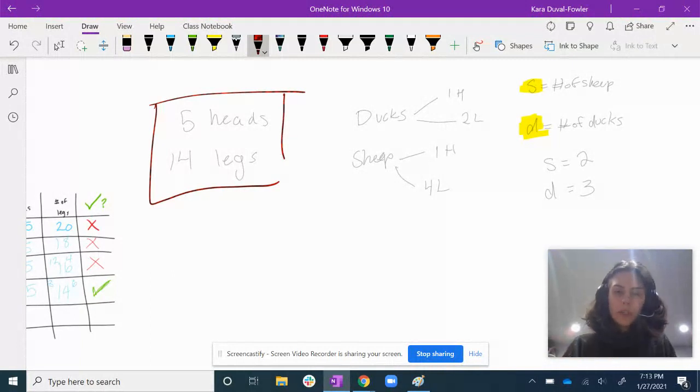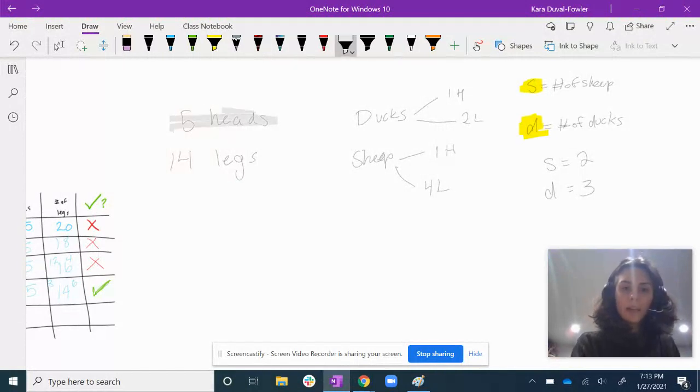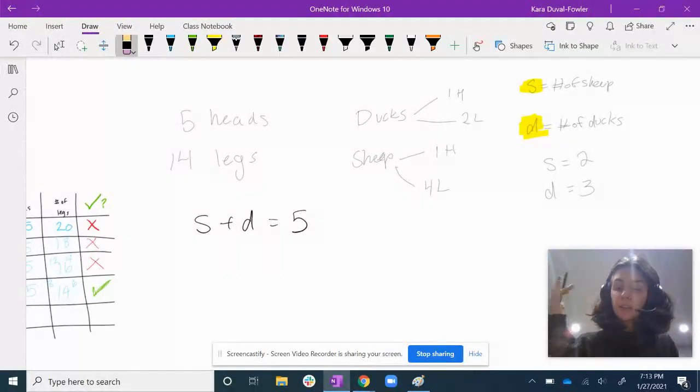The first piece of information that we're given is that there are 5 total heads. So between the ducks and the sheep, there are 5 total heads. Each sheep has 1 head and each duck has 1 head. So that means that S plus D should equal 5. Because each sheep brings 1 head with it, each duck brings 1 head with it, and we know that there are 5 total heads. Sweet. So that's one equation that will help us describe the situation, the head equation.